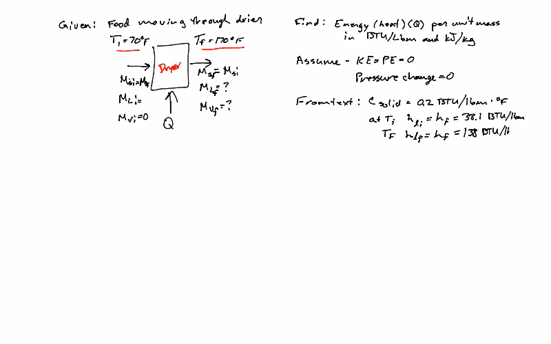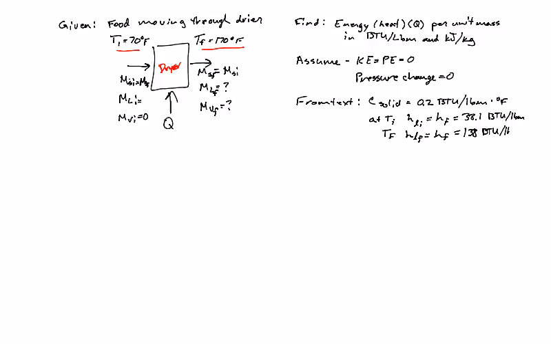What we know is, well, let's just read the problem statement. A food product with specific gravity of 1 contains 70% water and is to be dried at 170 degrees Fahrenheit down to a moisture content of 8%. The initial temperature of the product is 70 degrees. Estimate the energy required for drying per pound mass of the original product. Express your answers in BTUs per pound mass and kilojoules per kilogram. Assume a specific gravity of 1.